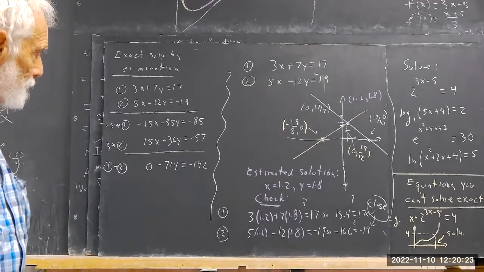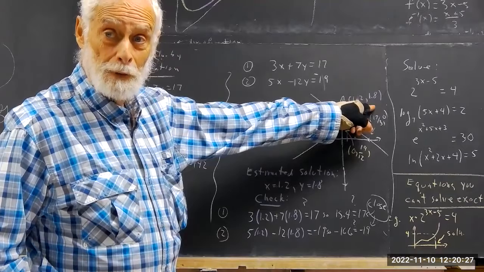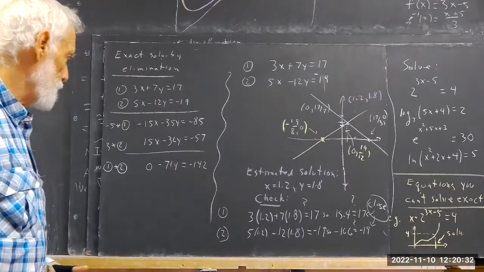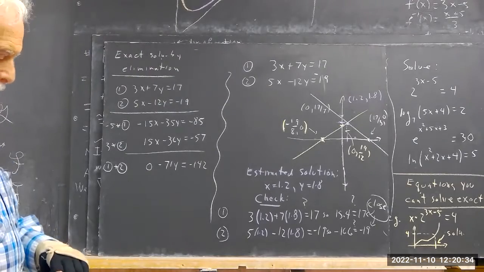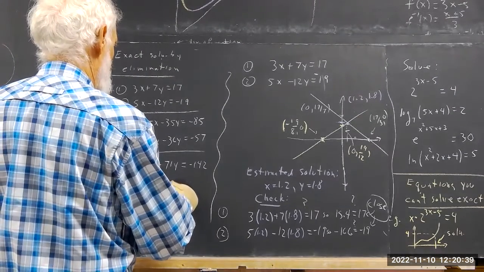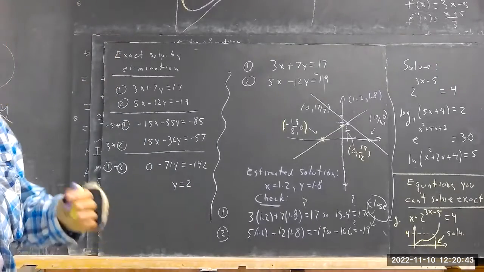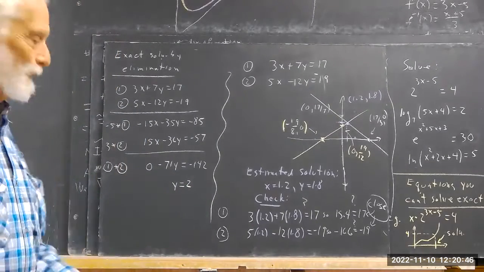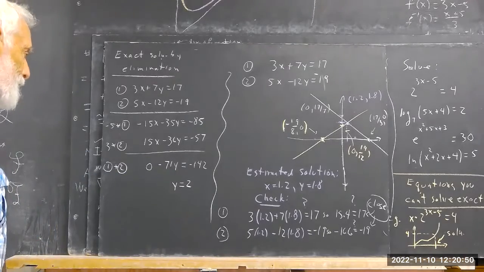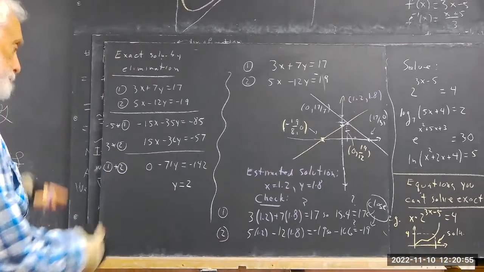The 1.8 made me kind of happy because I knew y was supposed to be 2. Well, I'm not going to solve that just yet. Well, actually, I am. 2 times 70 is 140. 2 times 1 is 2. We're dividing both by negative, so we're going to get y equals 2. You should be able to see that.